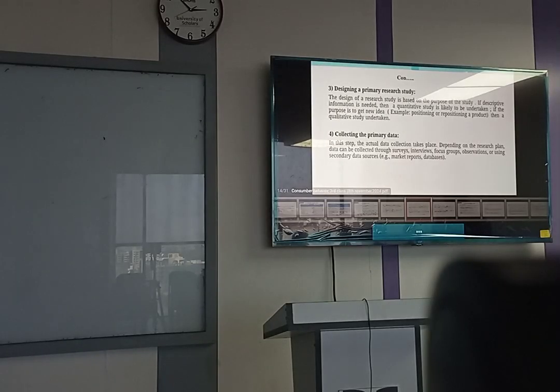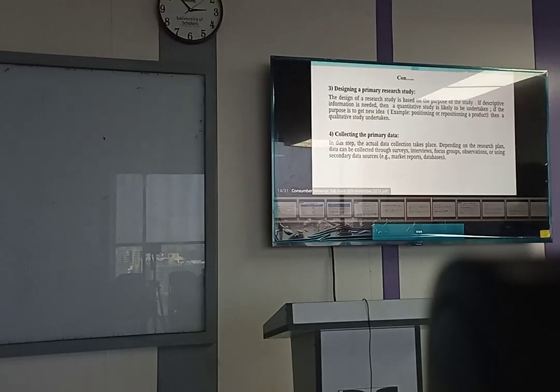Designing a primary research study. The design of a research study is based on the purpose of the study. If descriptive information is needed, then we will need a quantitative study. If the purpose is to get new ideas, then we have to use a qualitative study.